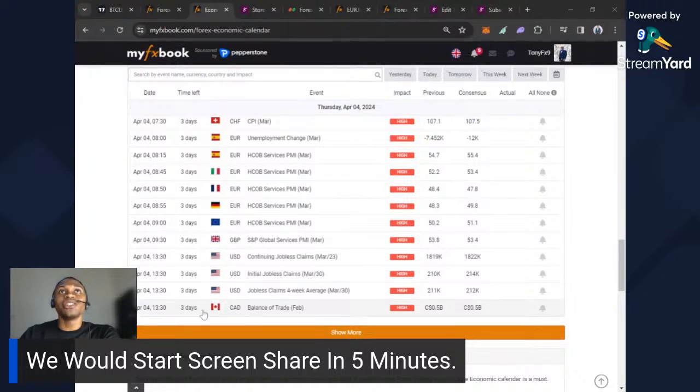Then on Thursday as well, exactly by 1:30 p.m. West African time, we have the balance of trade, which has to do with the total exports minus the total imports in Canada. So if we see a figure higher than 0.5, it is good for the Canadian dollar. But if you see a figure lower than 0.5, it is bad for the Canadian dollar pair.